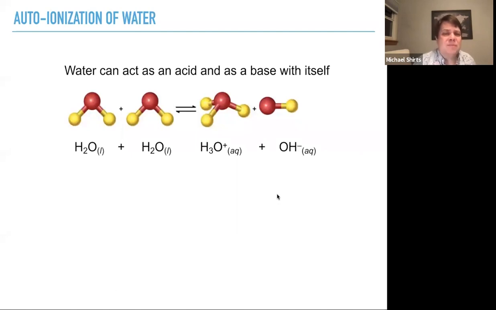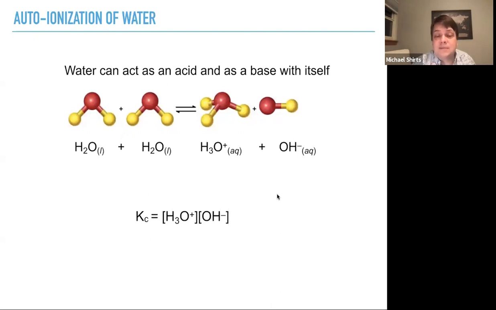So the question is, how likely is this to occur? Well, H3O plus is a pretty strong acid, and OH minus is a pretty strong base. So you'd think that they would want to pass the proton back like a hot potato and go back to being two waters. And so if we look at the equilibrium constant here, now this is important, the equilibrium constant for this is H3O plus times OH minus. Why is water not there?